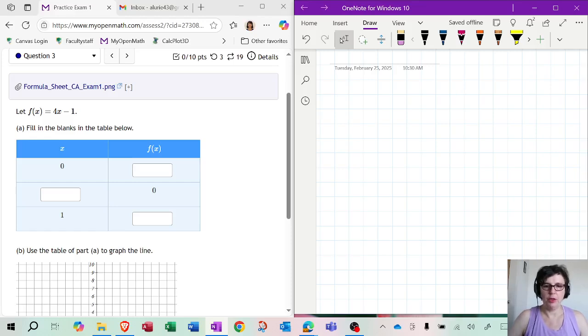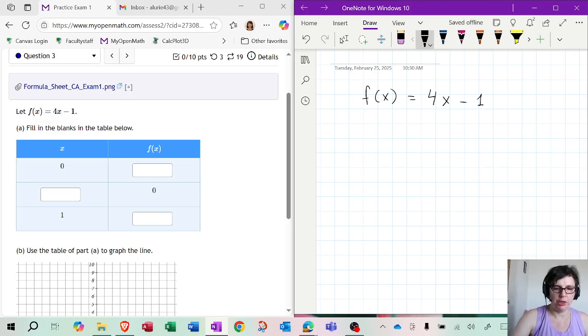Hi guys, in this video we are going to take a look at graphing a simple linear function, and more on that later in the course. So this one is 4x minus 1. Now the first thing that it wants is to compute the y-intercept and the x-intercept. So let's just not mix them up.